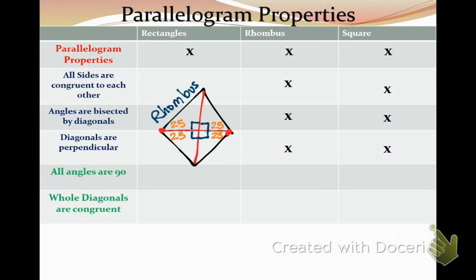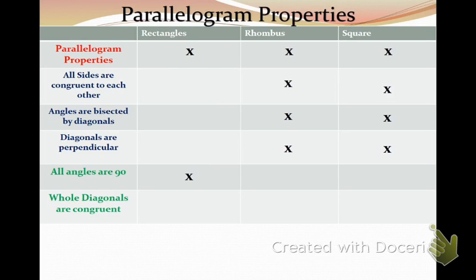The next quality is all angles are 90 degrees. Does this fit for a rectangle? Yes, it does. Does it fit for a rhombus? No, it does not. Does it fit for a square? Yes. A square is a type of rectangle. The last, both diagonals are congruent. This does fit for a rectangle, which means it also fits for a square. And I will also illustrate that for you.